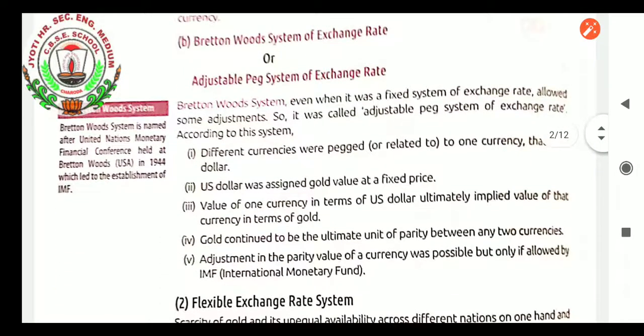The US dollar was assigned a gold value at a fixed price. The value of one currency in terms of the US dollar ultimately implied the value of the currency in terms of gold. Gold continued to be the ultimate unit of parity between any two currencies. Adjustment in the parity value of a currency was possible, but only if allowed by the International Monetary Fund.